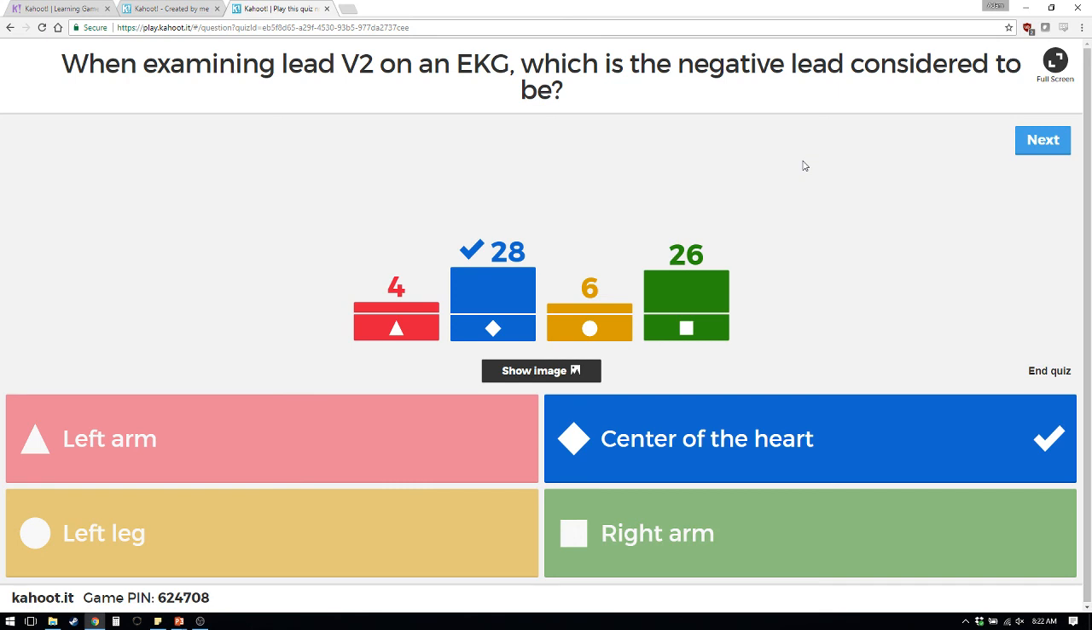The center of the heart would be considered the negative lead at that point, right? That's kind of where it's looking at. When you're looking at your bipolar leads, obviously that'll start to change a little bit, okay? There's another question that goes over that a little bit. We'll examine that in a few minutes.